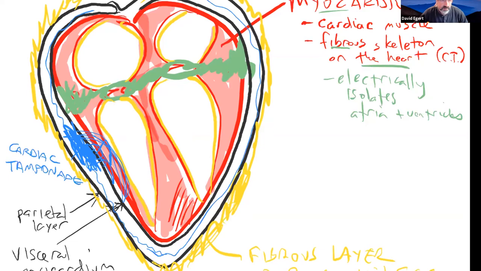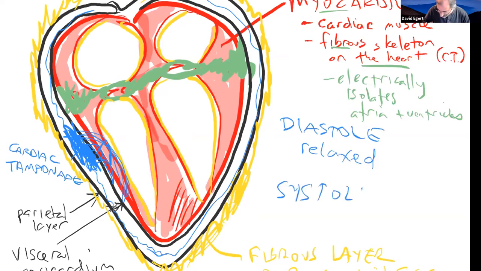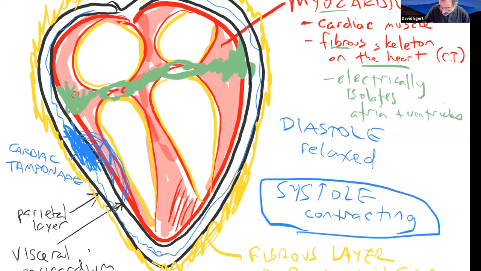Okay. The last thing we need to introduce is just the basic parts of the cardiac cycle. Basically, diastole is the word for relaxed. Systole is the word for contracting. So you need to make sure you know these words because we'll use them a lot.